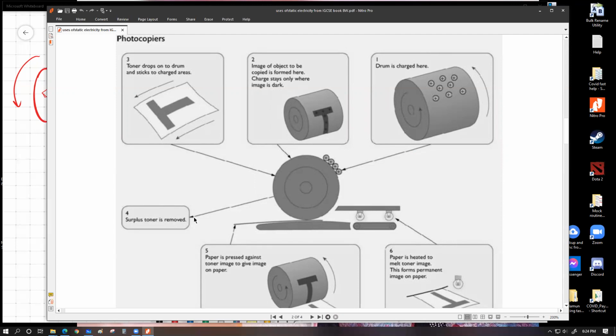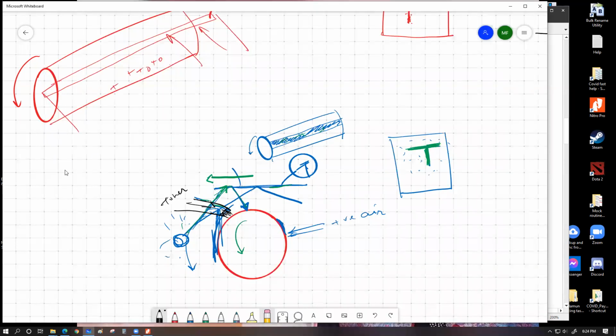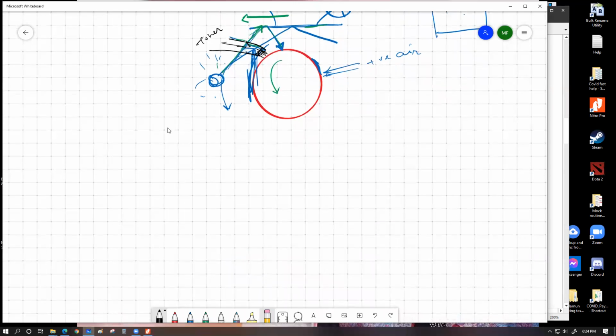Surplus toner is removed because of one thing. Hey, let me show you something. Let's say here we have a table. We have a piece of magnet over here. It's a pretty strong magnet. If you place a small object over here which is magnetic, it is going to move.